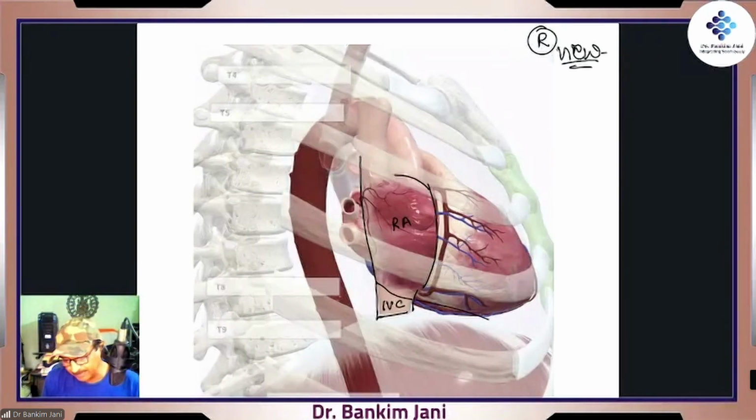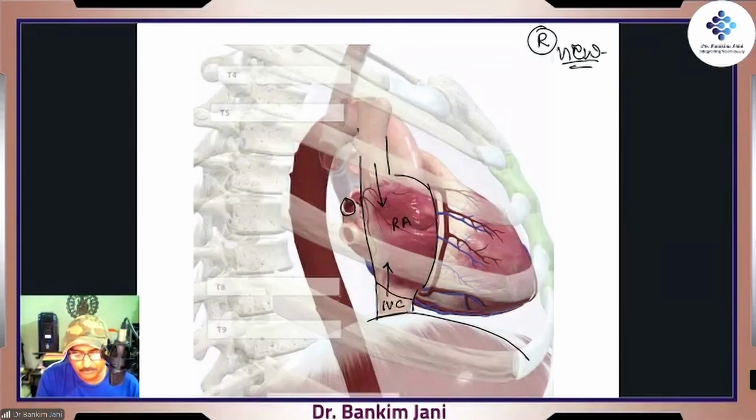Because what really happens is that immediately over here is the diaphragm. So the inferior vena cava just emerges from the diaphragm and then goes into the right atrium. However, in the case of the superior vena cava, we have a wonderful superior vena cava coming from the top. So that's how they enter the right atrium.